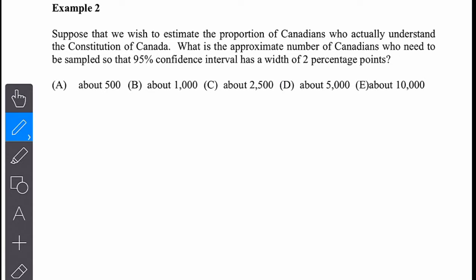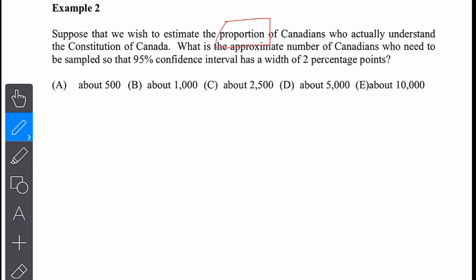This example, suppose that we wish to estimate the proportion of Canadians who actually understand the Constitution of Canada. What is the approximate number of Canadians who need to be sampled so that a 95% confidence interval has a width of 2 percentage points? All right, so we're going to estimate the proportion of Canadians who understand the Constitution. So this is a problem for proportion. And I want to estimate the sample size.